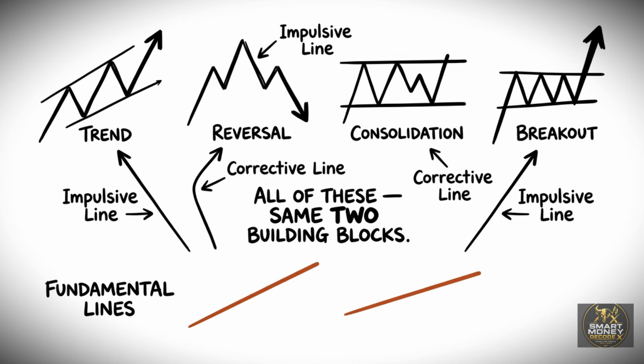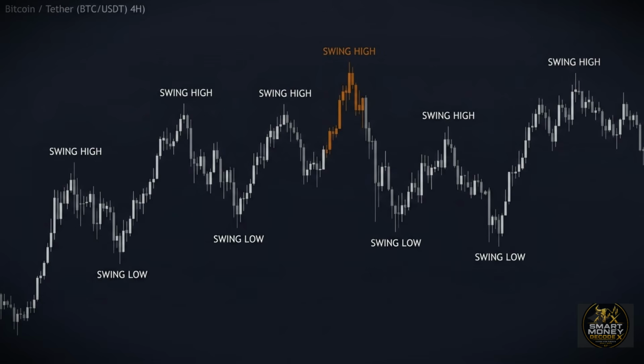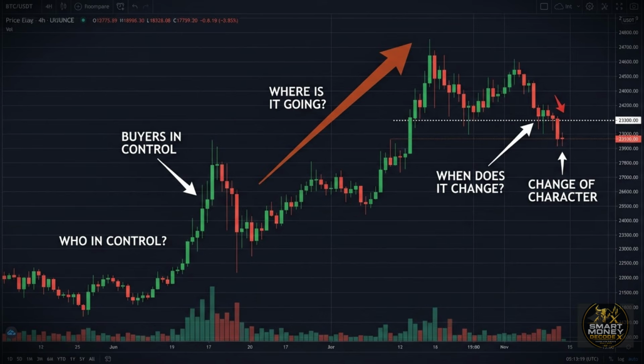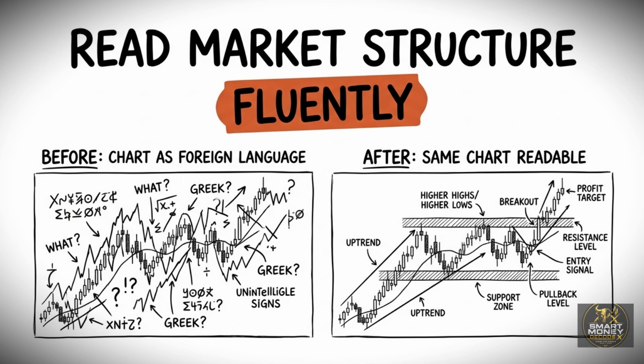Every trend, every reversal, every consolidation, every breakout in the history of every financial market is built from the same two building blocks: swing highs and swing lows. And the relationship between consecutive swing highs and swing lows tells you everything you need to know about who is in control, where price is likely going next, and when that changes. This video teaches you to read that language fluently. Video 7 of the complete trading series.